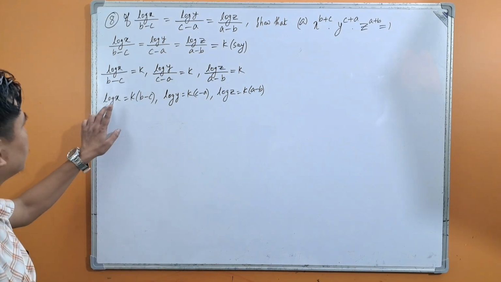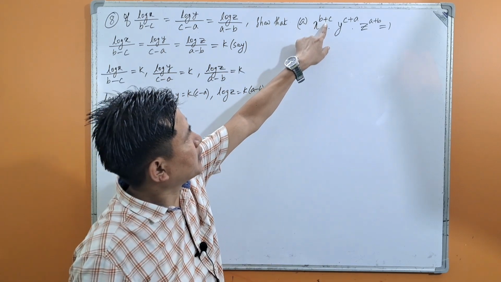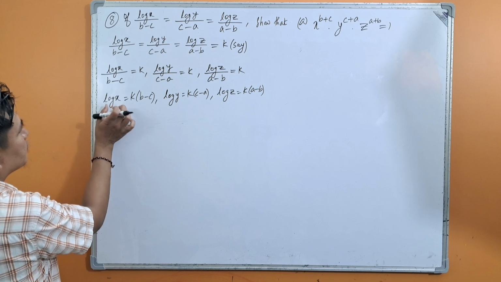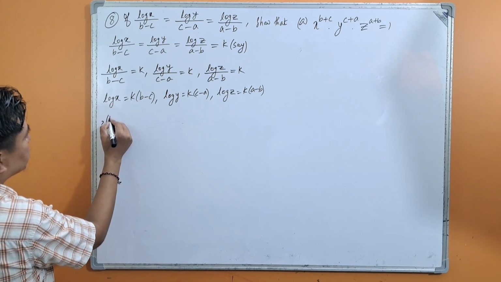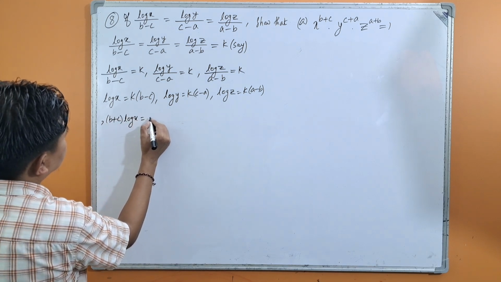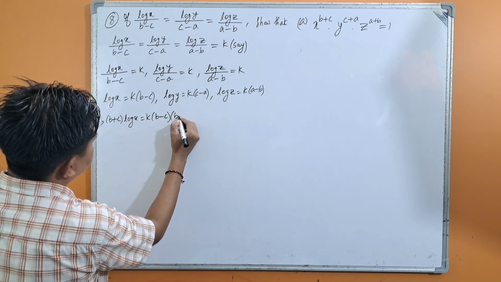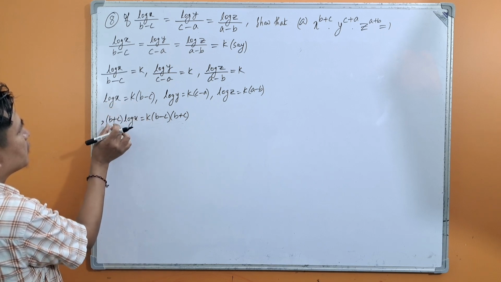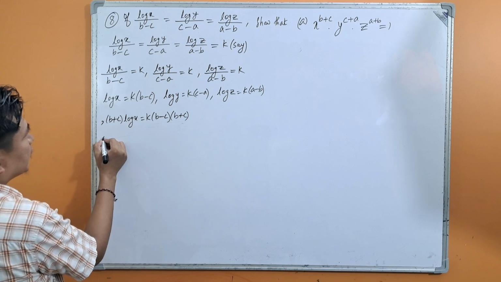Now let us multiply both sides of this equation with b plus c, because we have b plus c as power, isn't it? So we multiply b plus c to both sides of this equation. Now this becomes b plus c into log x equal to k into b minus c into b plus c. I have multiplied both sides of this equation with b plus c. Left hand side also, right hand side also.